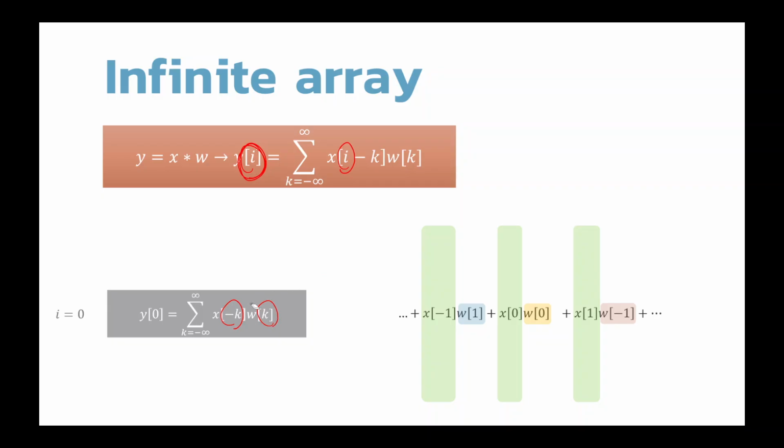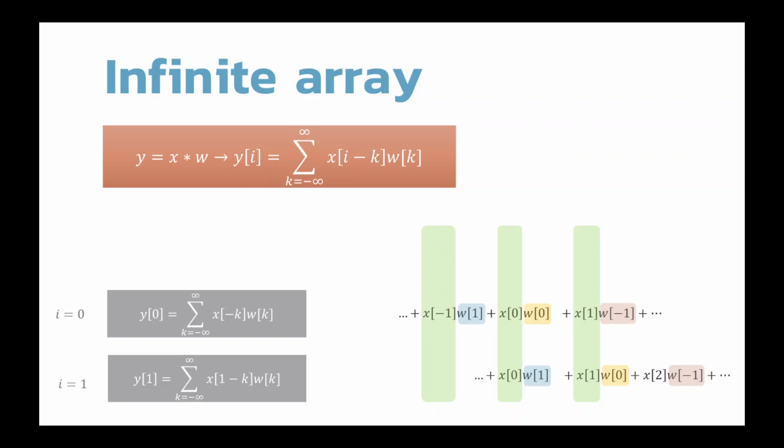If k equals 0, I have x0 and w0, this pair. If k is equal to 1, I have w1, but then my x is x of negative 1. If my k is equal to negative 1, I have w of negative 1 and x of 1. So as you can see, it's just a way to make sure we have all the contributions from the two vectors, but it's just shifting the location where you do the pair multiplication.